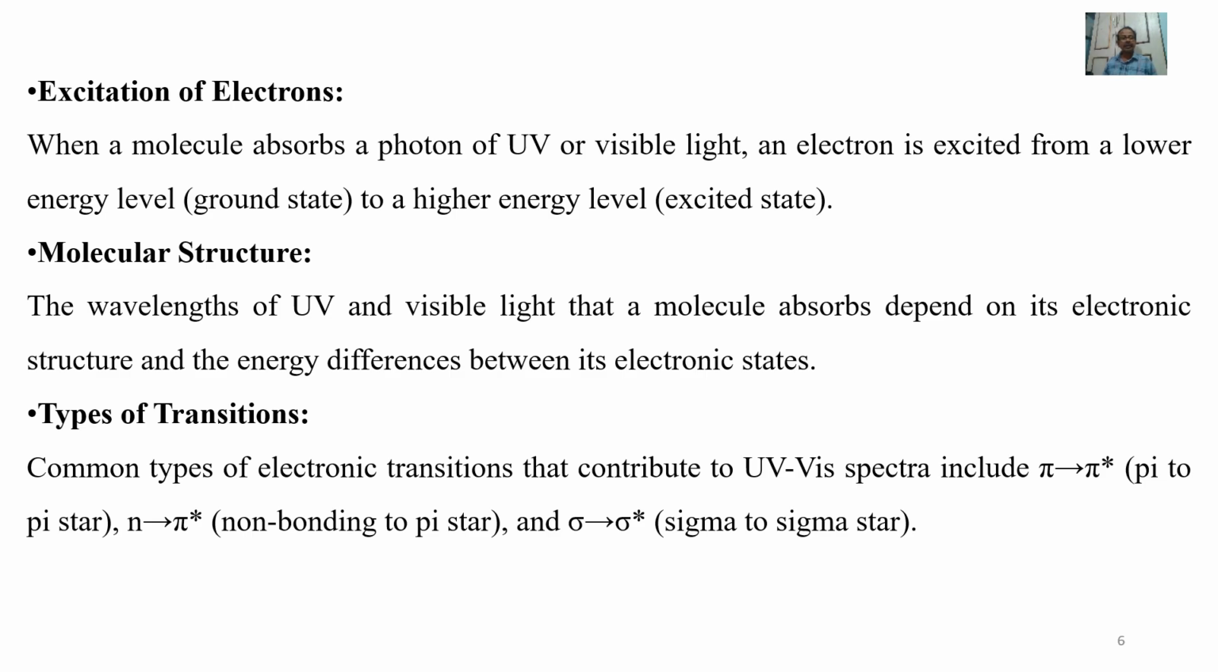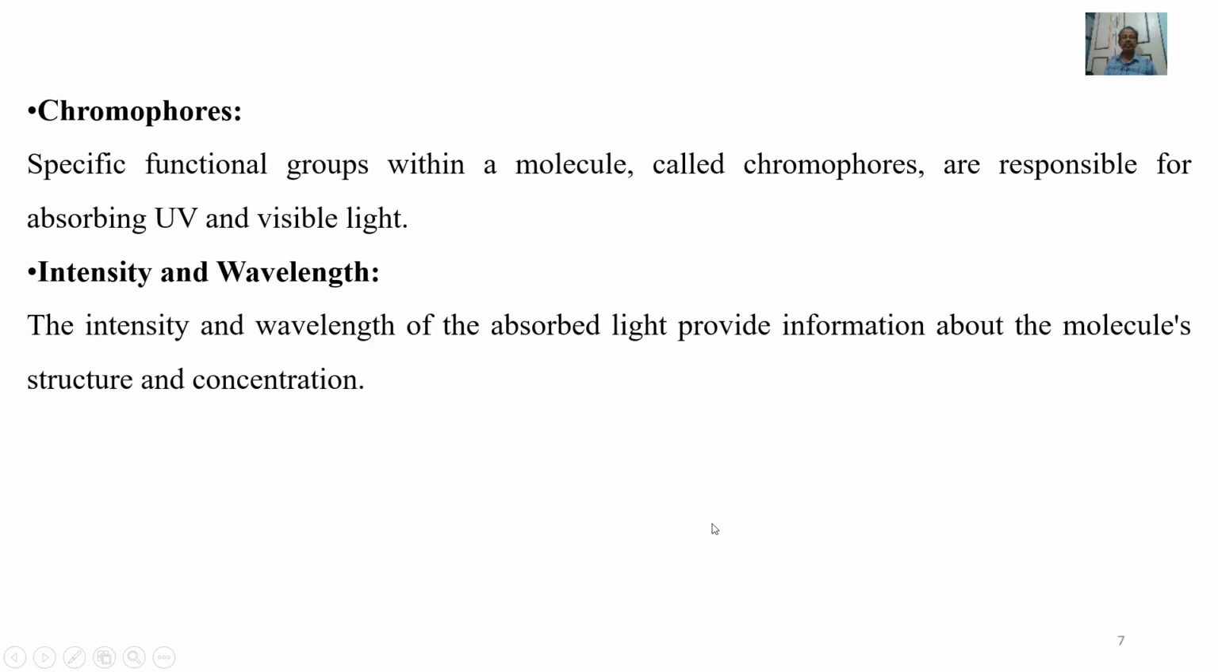Types of transitions. Common types of electronic transitions that contribute to UV spectra include pi to pi star, n to pi star, and sigma to sigma star. Chromophores. Specific functional groups within a molecule, called chromophores, are responsible for absorbing UV and visible light. Intensity and wavelength. The intensity and wavelength of the absorbed light provide information about the molecular structure and concentration.